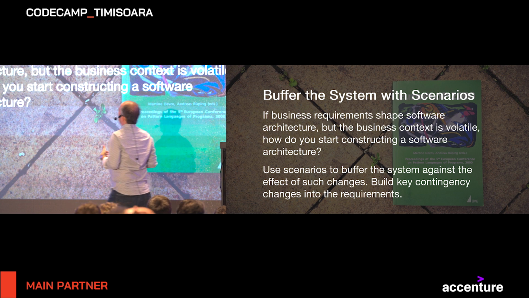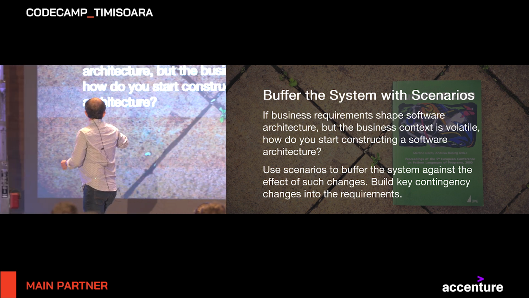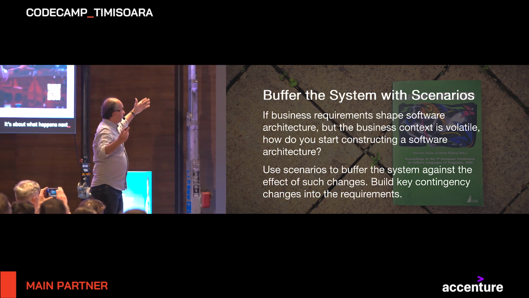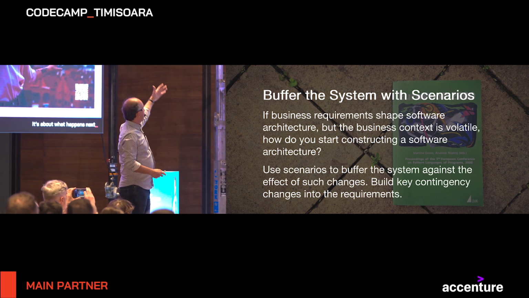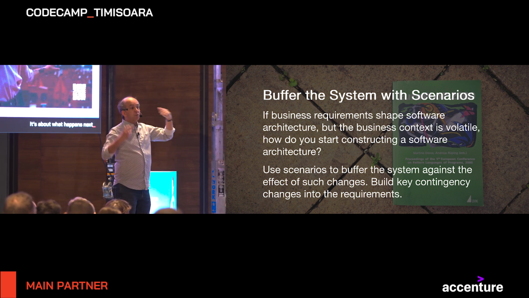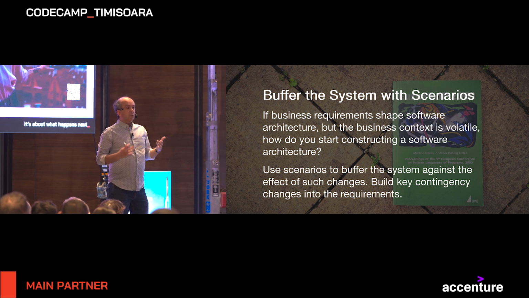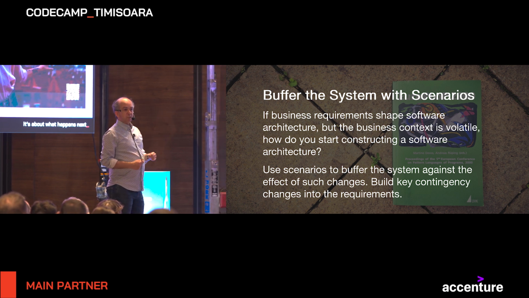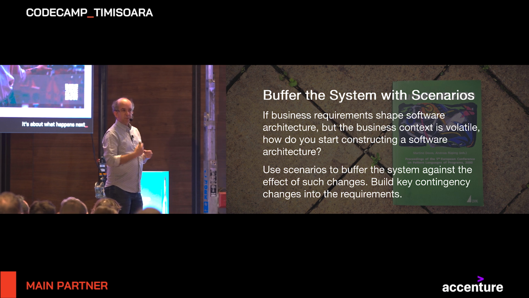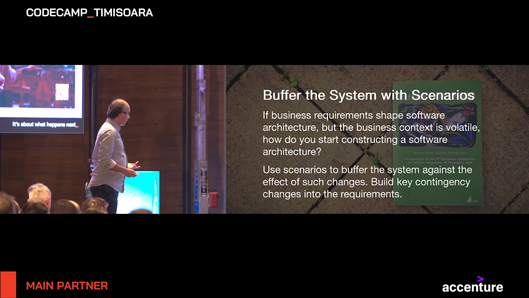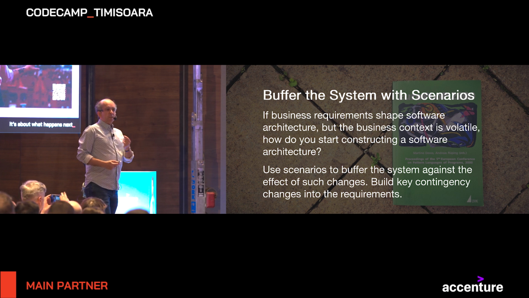The way that Alan phrased it is, if business requirements shape software architecture, but the business context is volatile, most business contexts are, how do you start constructing a software architecture? He said, use scenarios, use imagined uses of the system to buffer the system against the effect of such changes. In other words, try it out, just see what happens, what's stable, what requires lots of points of change. And that is a better use of speculation.